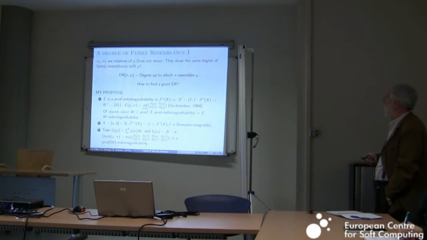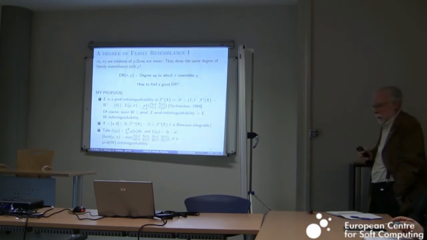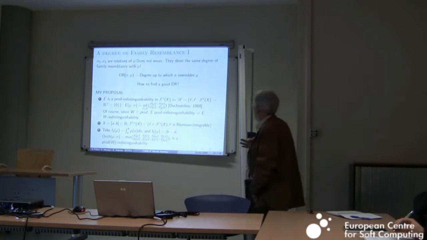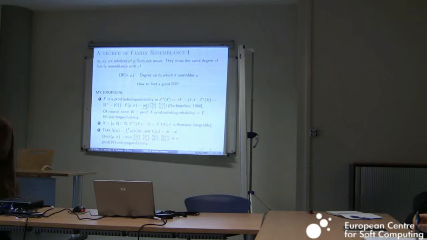Imagine that sigma 1 and sigma 2 are relatives of mu. Okay, but this doesn't mean that they show the same degree of family resemblance with mu. The idea of family resemblance as a crisp relation is too ingenuous, too naive an idea. In fuzzy logic, what we need is numbers. It is a degree of family resemblance.